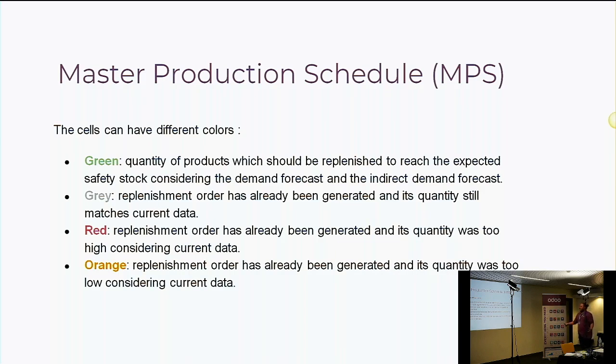Basically it matches current data, so you don't have to do anything and you don't have to replenish more. The red cell here means that the replenishment order has already been generated and the quantity is too high, considering what you have planned. And the orange cell is basically the same, but it means that you created the replenishment already, but the quantity is too low based on your current data.